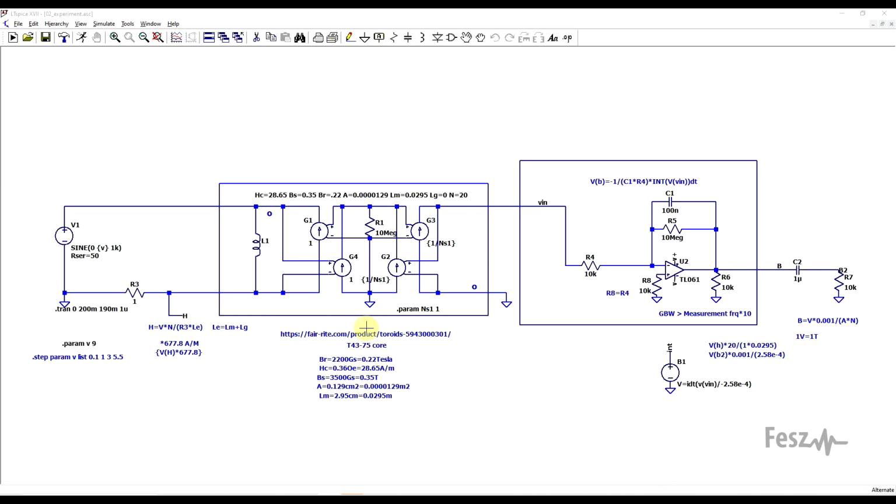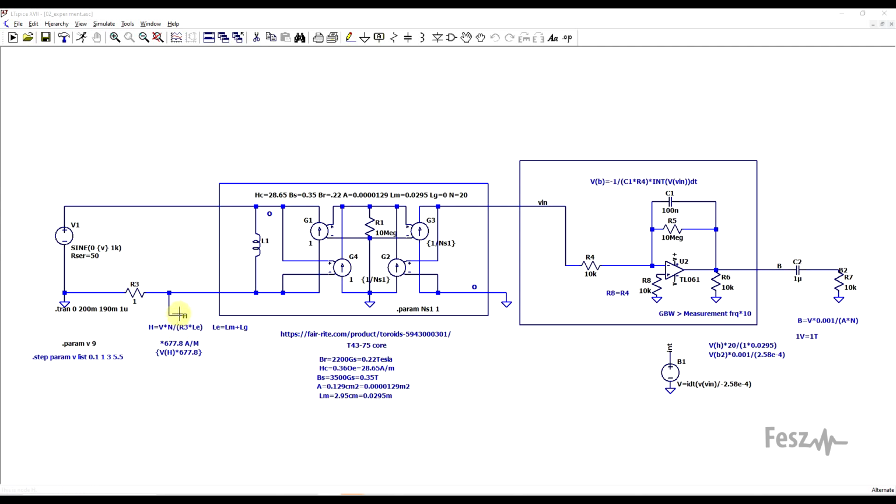So I have the transformer built as described last time. It's built around the parameters of the ferrite T43-50 core, and I have 20 turns specified on the primary, and a turns ratio of 1-to-1. Then I add the signal source, injecting a voltage sine wave through a 50 ohm internal impedance. And finally, to perform the actual measurement, on the primary side I provided a 1 ohm shunt resistor for the current measurement. And then on the secondary side, I have an integrator circuit.